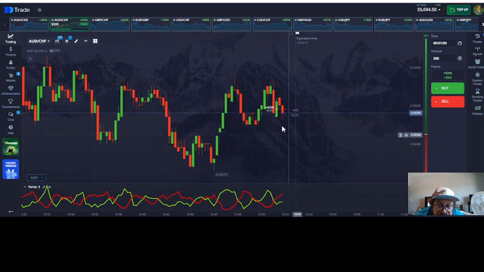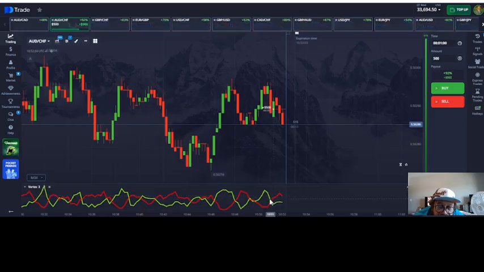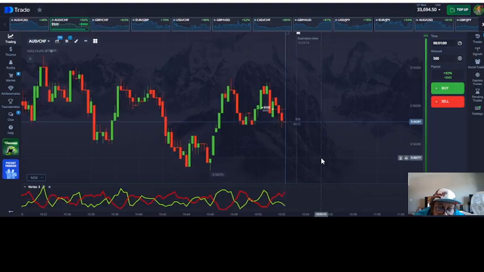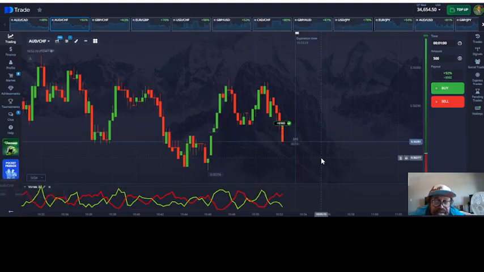Like I mentioned, I was anticipating a bearish reversal here in the price of the currency pair. Waited for the cross. Soon as the cross occurred, I took the sell trade. Okay, great. So that trade was in the money.